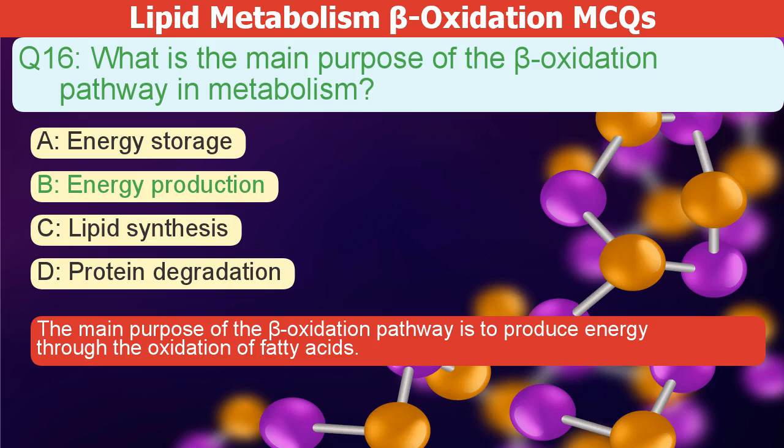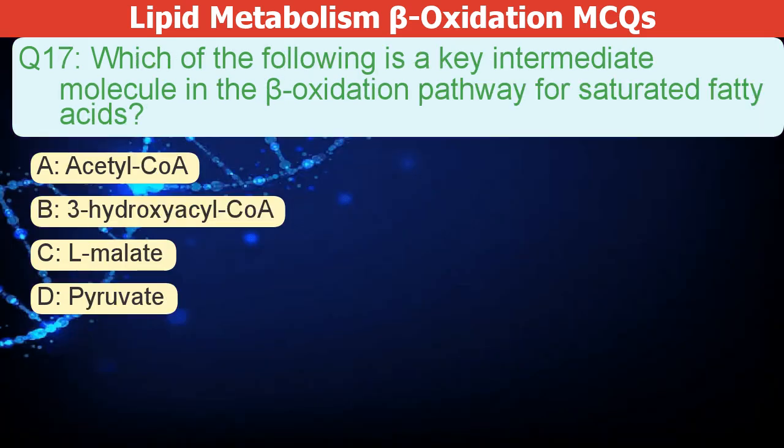The correct answer is B. The main purpose of beta-oxidation is to produce energy by oxidizing fatty acids. Which of the following is a key intermediate molecule in the beta-oxidation pathway for saturated fatty acids?